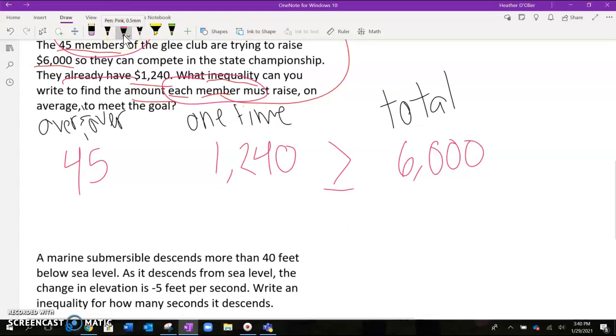So what do I even want to use for members? I'm going to use N for members. And whatever they all bring to the table is just going to be added to the 1,240. So what this is saying is they already had 1,240. However much money each member brings, times the 45, we want that to be greater than or equal to 6,000. So my inequality looks good to me. I could solve this, but it only asked me to write it, so I'm going to leave it alone. On to the next one.